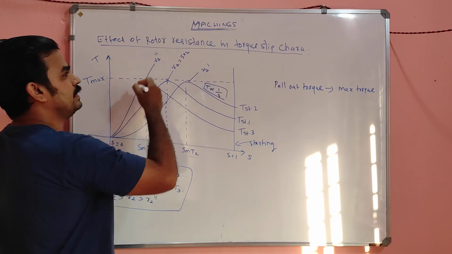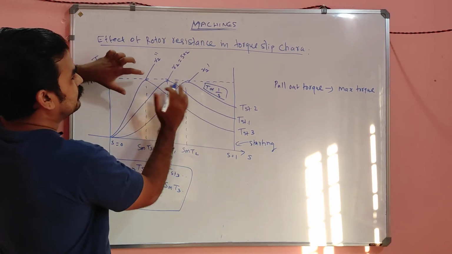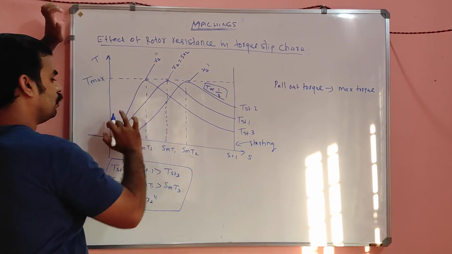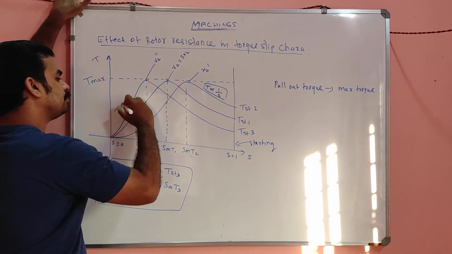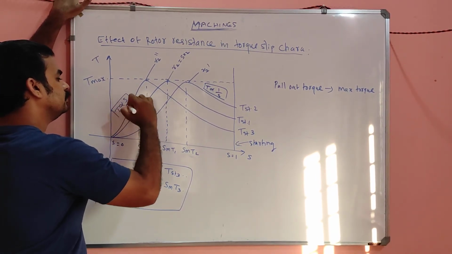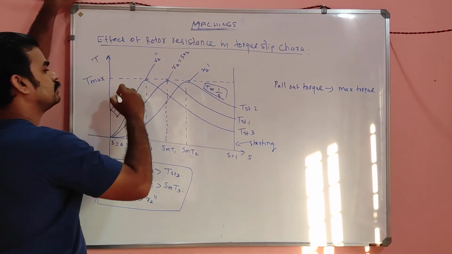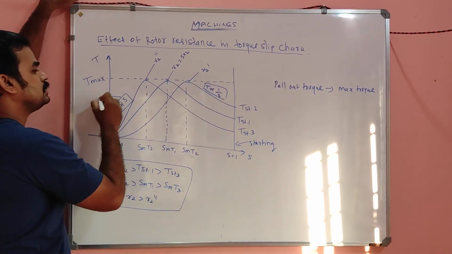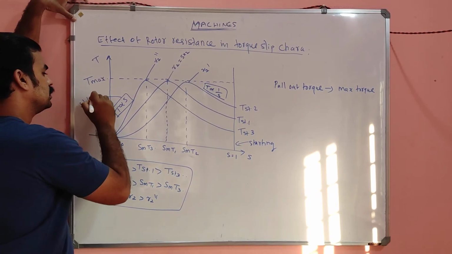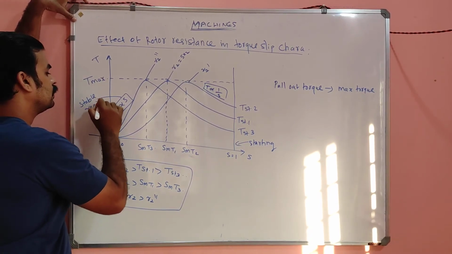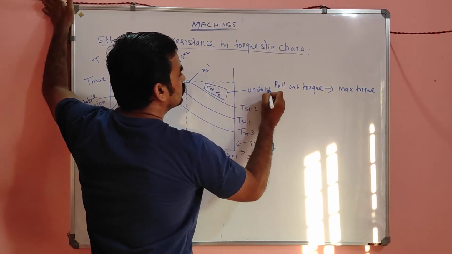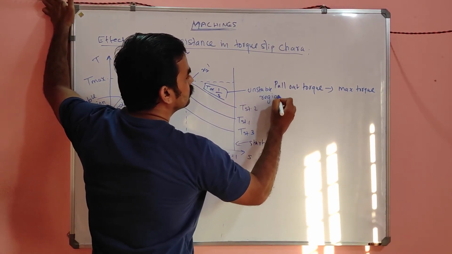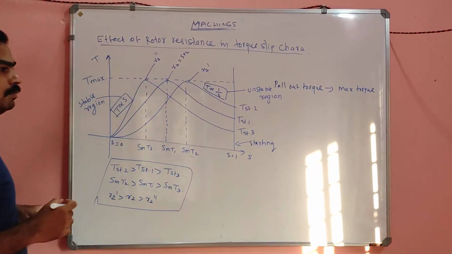This portion is after full load. After full load, up to some point, this region we can say is the T proportional to S region. This is called the stable region, correct? This is the unstable region and this is the stable region.